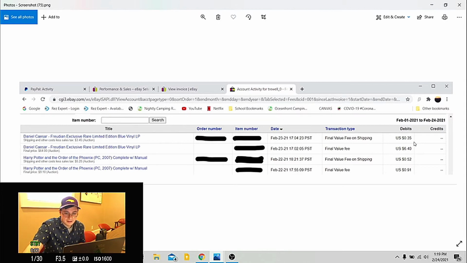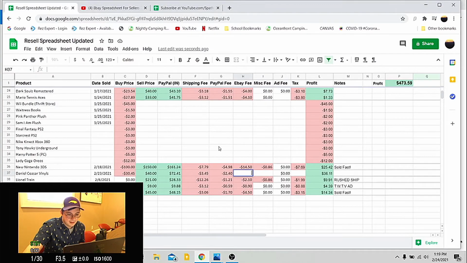So here we have my final value fee of $6.40. That's what we're going to put here in the eBay fee, negative $6.40.